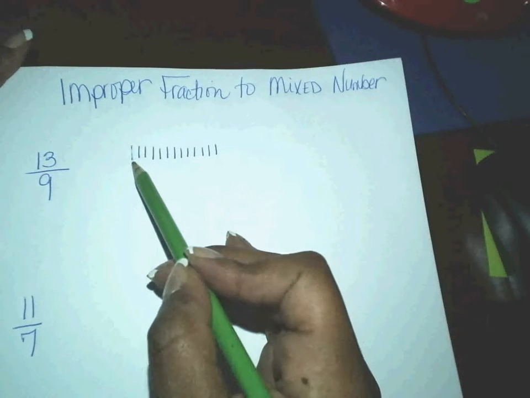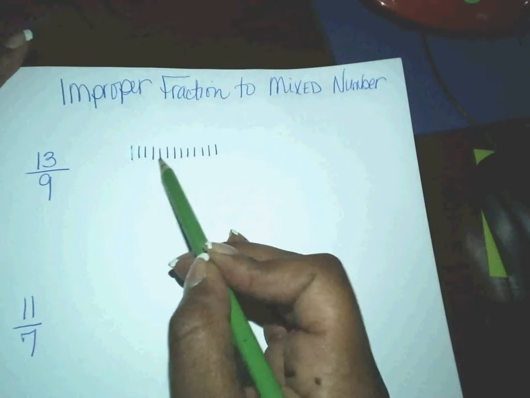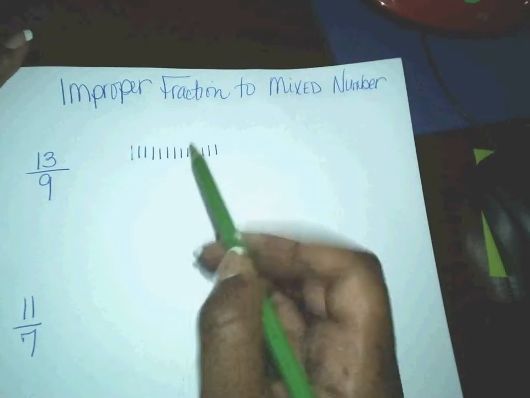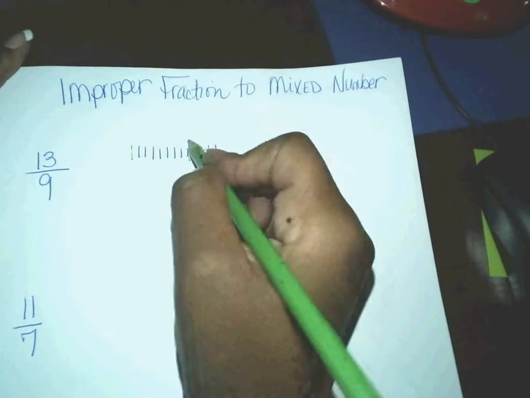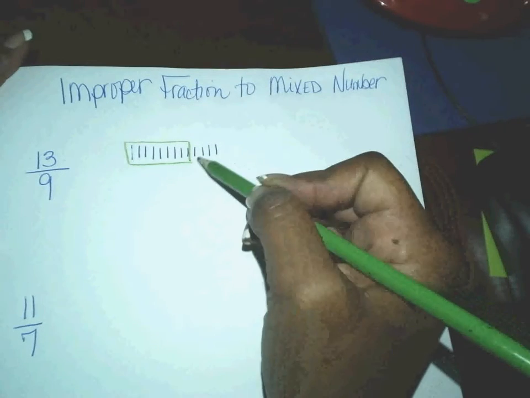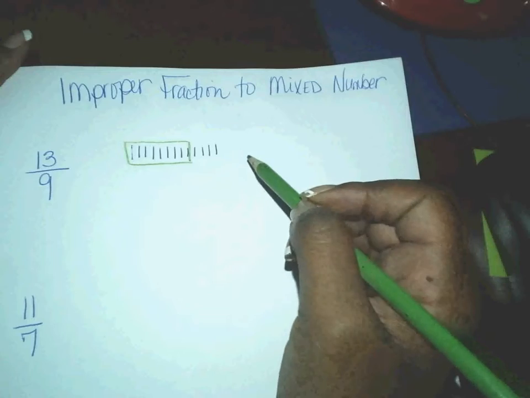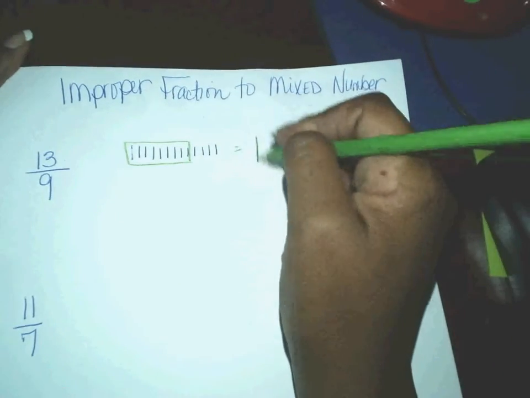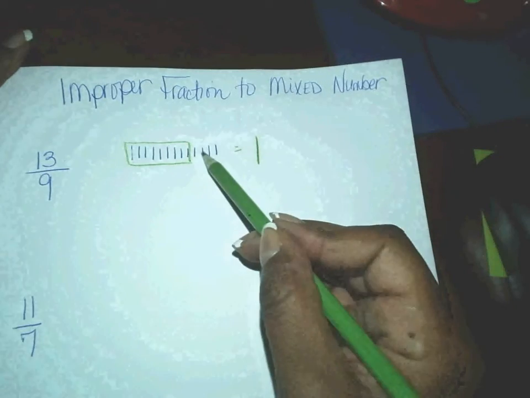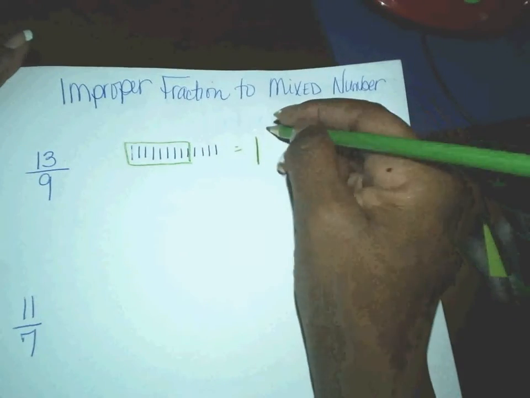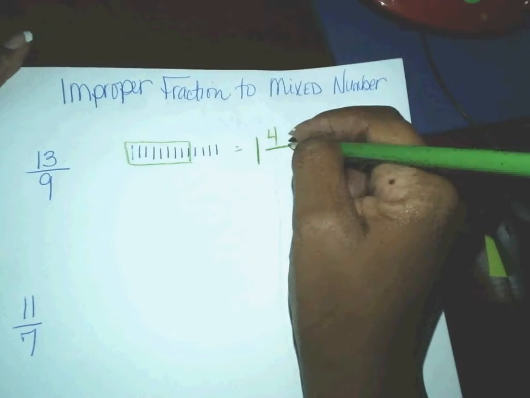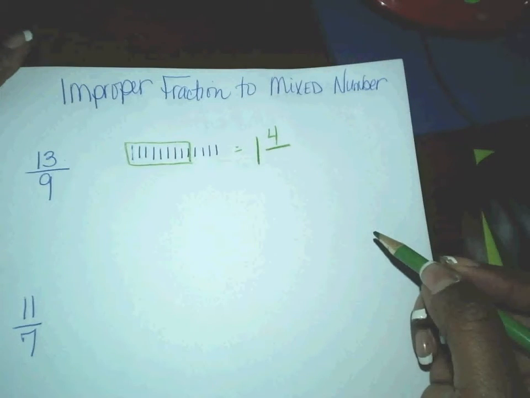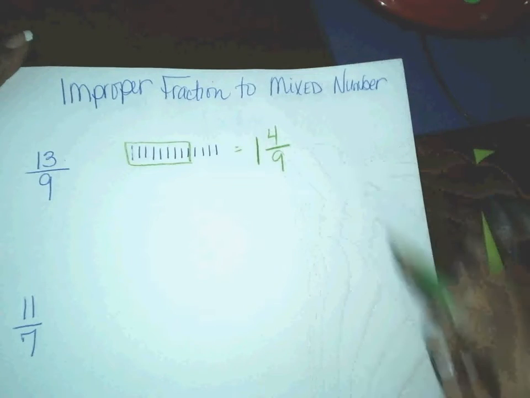I'm going to count out 9. 1, 2, 3, 4, 5, 6, 7, 8, 9. And I'm going to put a box around it. That is one group. Okay? Can I make another group of 9? No. 1, 2, 3, 4. Okay? So I have one whole group of 9, and then 1, 2, 3, 4 is left over. And then my denominator stays the same. Okay?